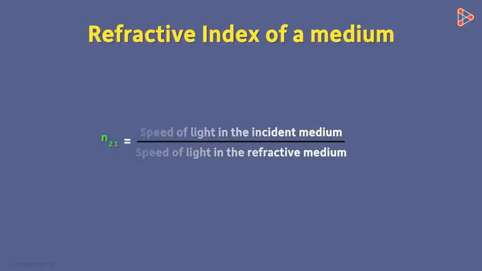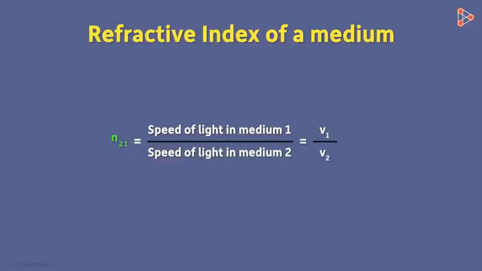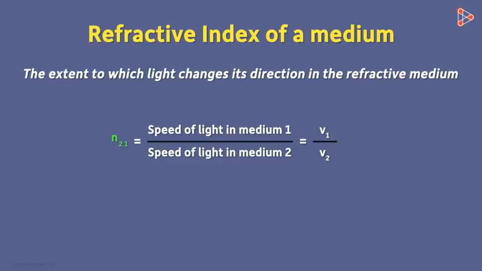We read this as refractive index of medium 2 with respect to the incident medium 1. Also, V1 and V2 are speeds of light in medium 1 and 2 respectively. We can also define it as the extent to which light changes its direction in the refractive medium. Okay, let's discuss Snell's law of refraction now.